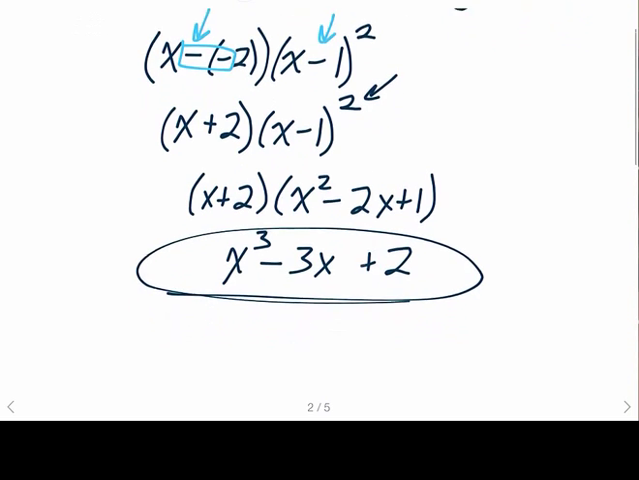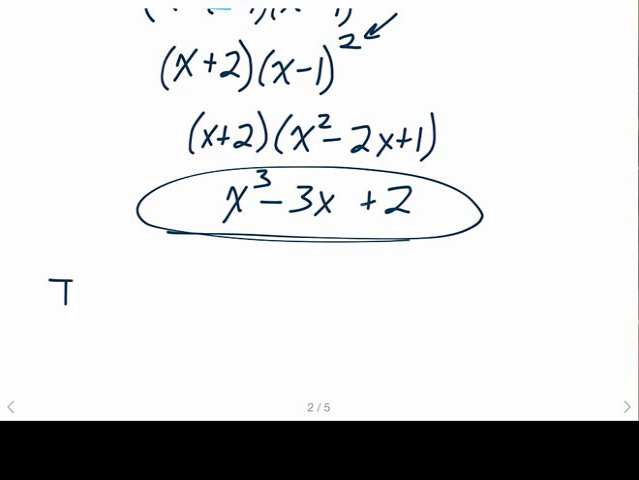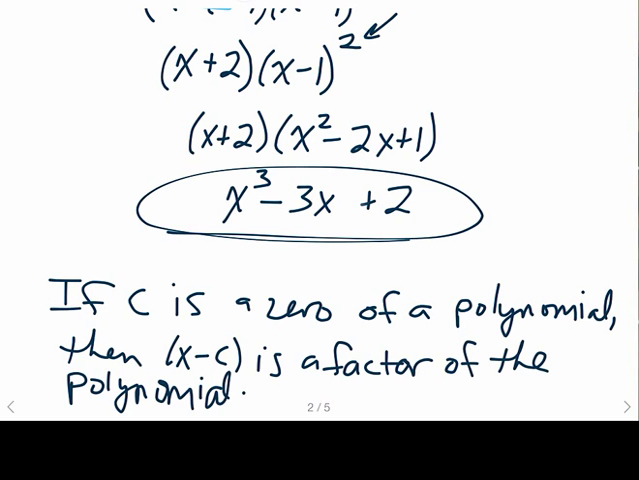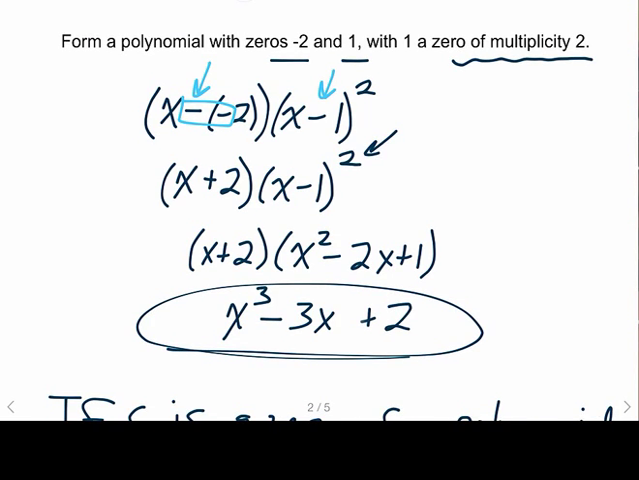Let's write something down in general. If c is a zero of a polynomial, then x minus c is a factor of the polynomial. In other words, when I put a number into a set of parentheses, I should have an opposite sign as in that factor.